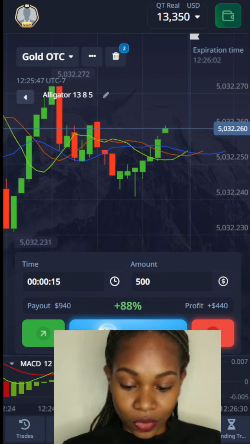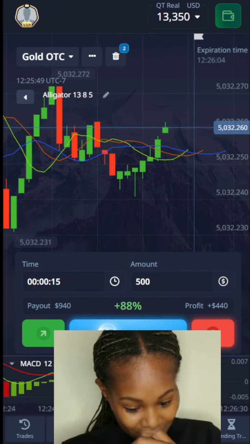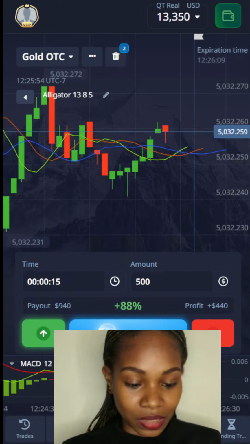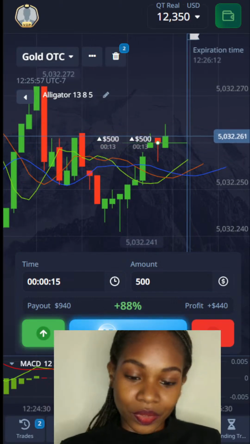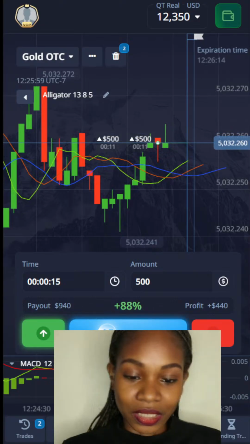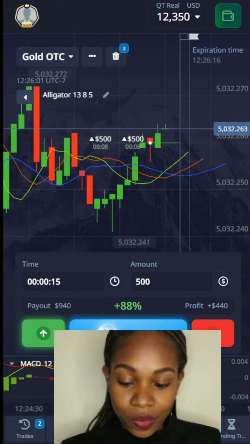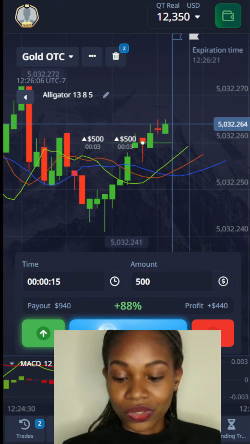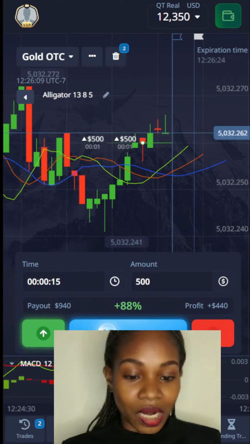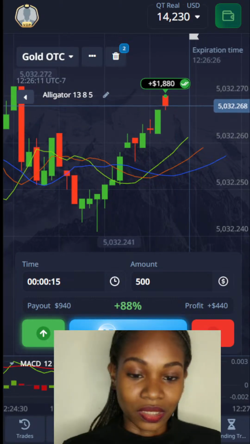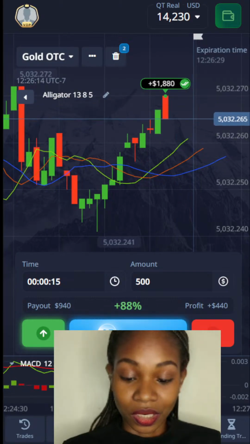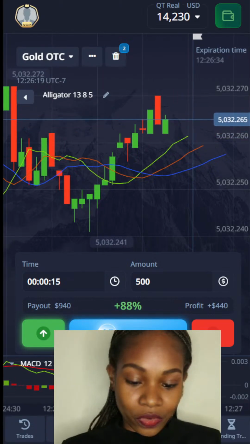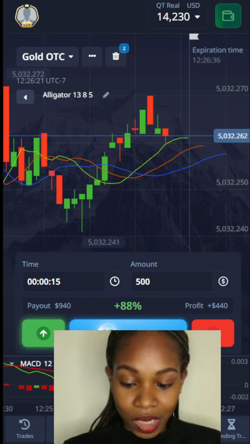So how does the MACD help? Like I explained with the alligator indicator, here we are also looking for direction, trend direction, momentum, how strong is that particular trend we are in, then the potential reversals. Okay, so for the MACD, that is what we are looking at.